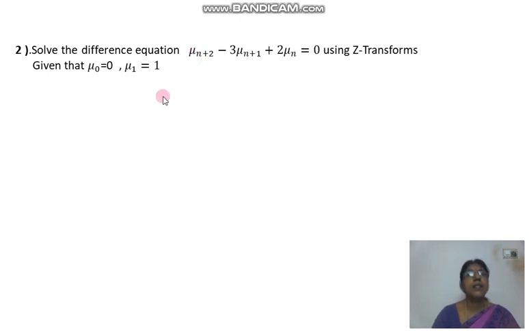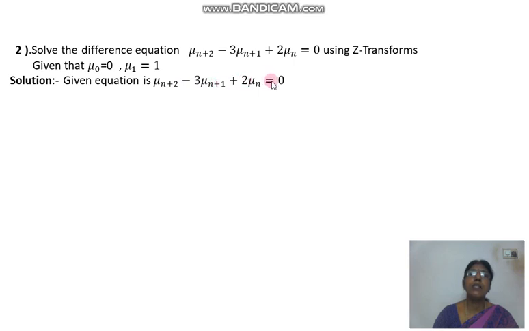Okay, see the solution. The given equation is u(n+2) - 3 into u(n+1) + 2u(n) = 0. Now you take the formula: Z transform of u(n) is U(z).